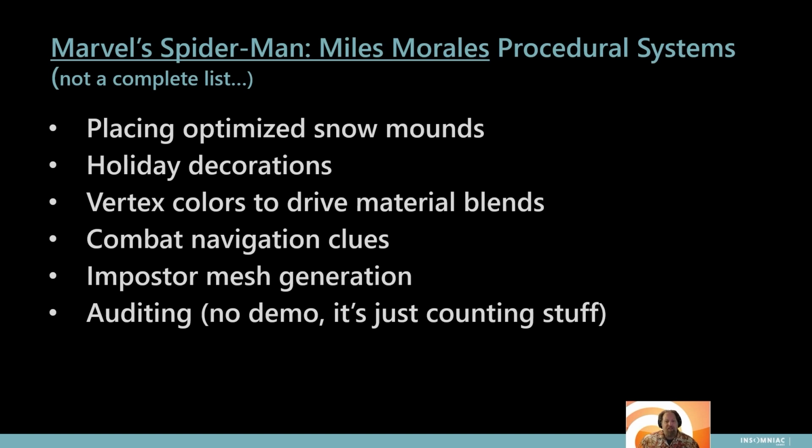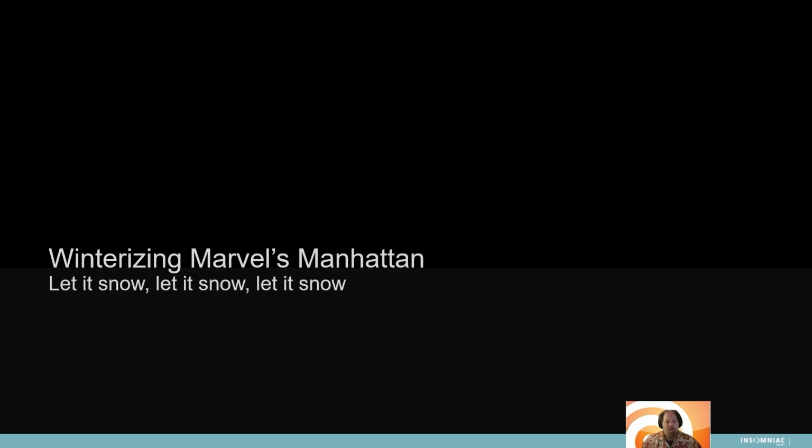This is an incomplete list of procedural systems for Marvel's Spider-Man Miles Morales. It includes things like placing snow around the city, adding holiday decorations to buildings, adjusting geometry vertex color to drive material blends, adding navigation clues to the open world, generating imposter meshes, and counting assets and their attributes for auditing purposes. Spider-Man was set in the fall, while Spider-Man Miles Morales is set in winter. I used several procedural systems to winterize Marvel's Manhattan.